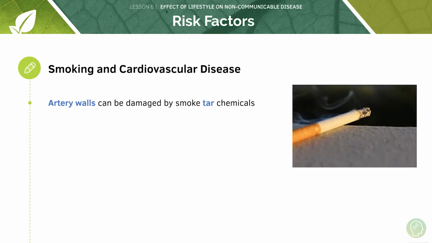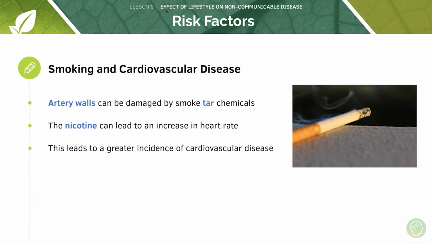So that was diet. So now let's have a look at smoking. So artery walls can be damaged by smoke tar chemicals. So nicotine in particular can lead to an increase in heart rate, and nicotine also makes platelets sticky, and remember platelets are those fragments in your blood plasma that cause clotting, and so nicotine can actually increase the rate of clotting in your arteries and therefore also lead to an increased incidence of cardiovascular disease. So you see here in smoking it's multiple factors that contribute to the increased risk in cardiovascular disease.